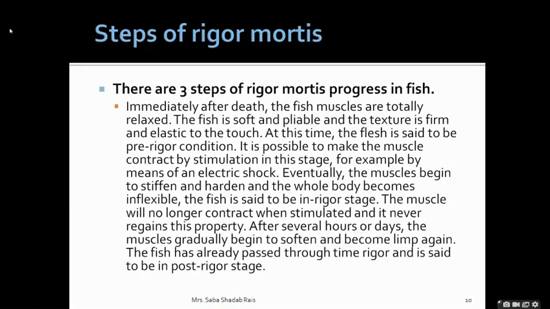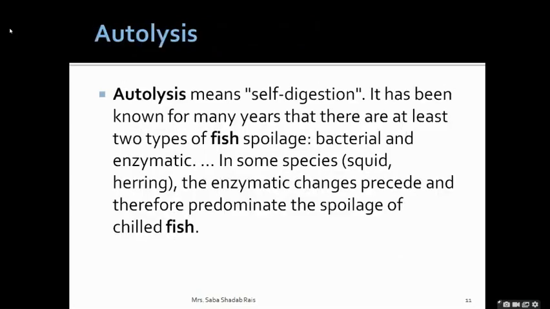So rigor mortis, by its delay, will postpone the autolysis. Okay, so a longer duration improves the quality of fish. What can we do? We can save it. Now we will study the next stage, that is the autolysis. This is the stage which occurs after the rigor mortis.